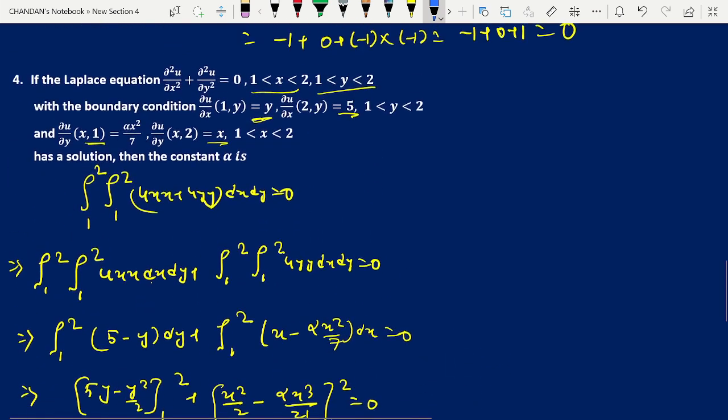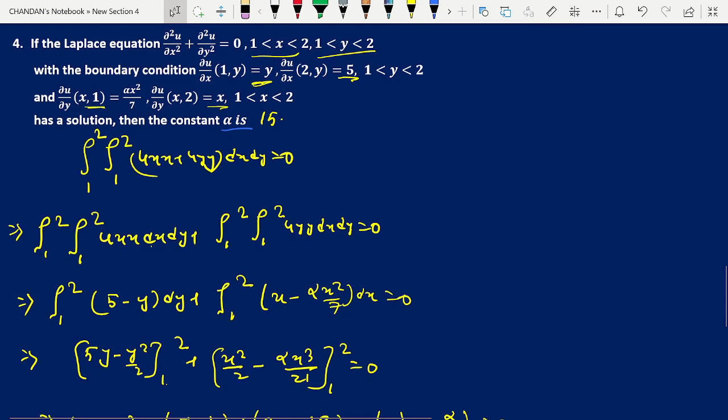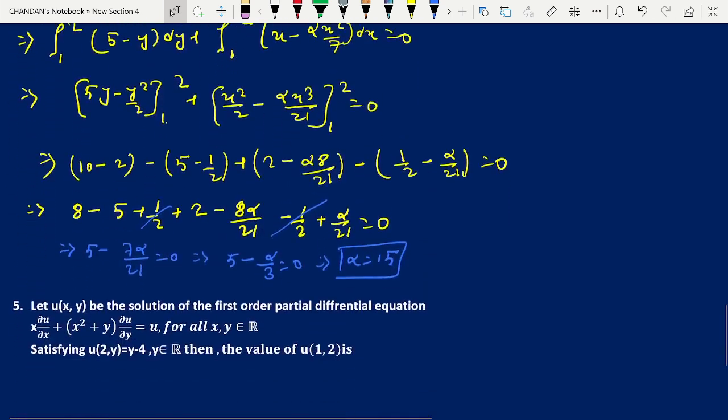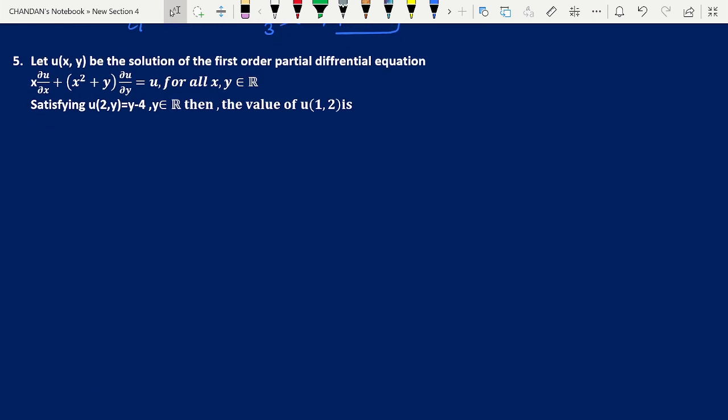Here it is asking what the value of the constant alpha is, so the constant alpha is 15. So it is also a quite simple question if you understand what formula to use here, then we solve it very easily, because we see in our solution that this is only calculation, not very complicated. Now move to the fifth question. The fifth question is also very easy if you know the Lagrange method of how to solve, then we solve it very easily.